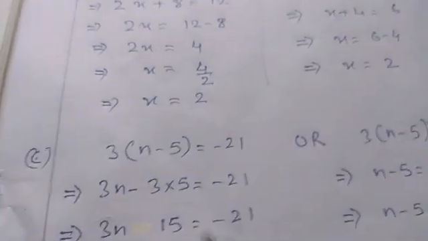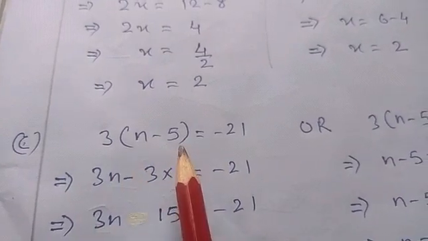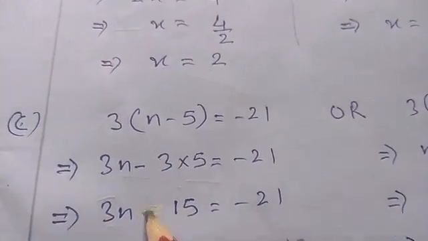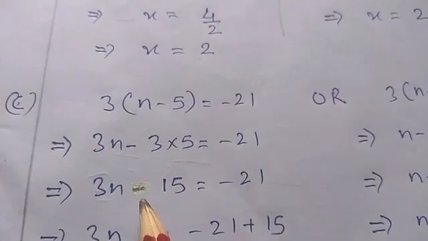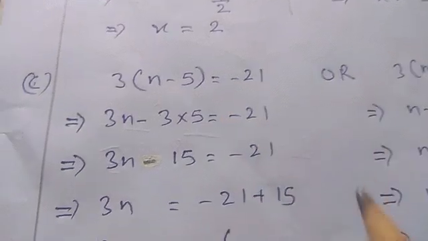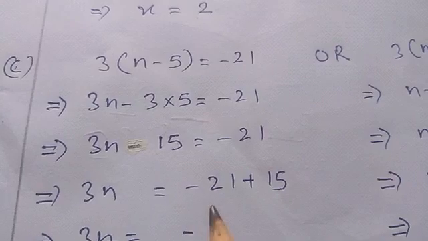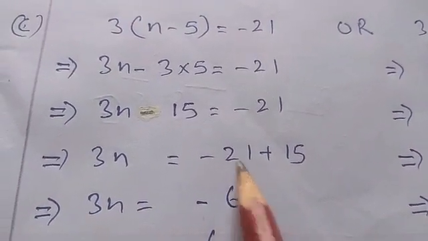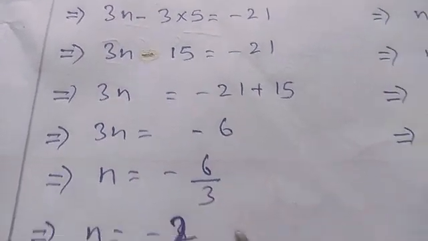Okay, now let us do the C part. Same thing it is. See, multiplied, then bring this number. This is minus here. So minus, this minus 15 you bring this side, it will become plus 15. So minus 21 plus 15 is minus 6. Why minus 6? Because this number is greater and its sign is minus. So minus 6. So n is equal to minus 6 divided by 3. Answer is equal to minus 2.